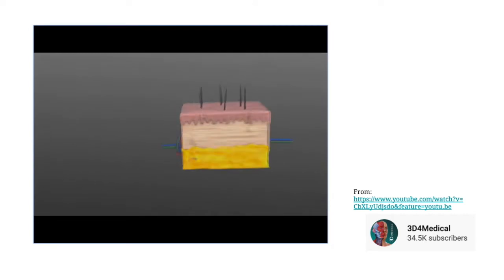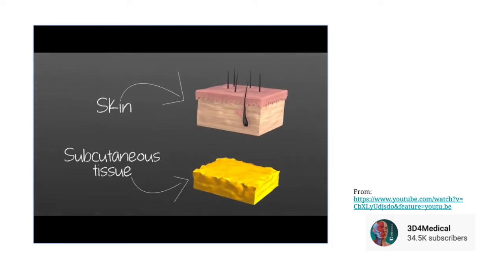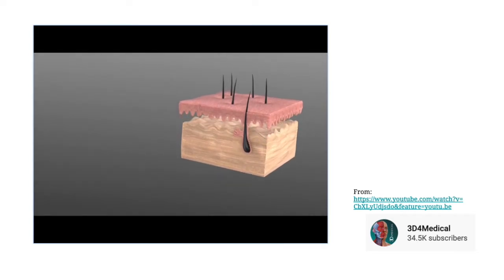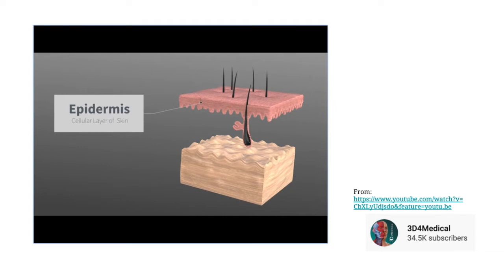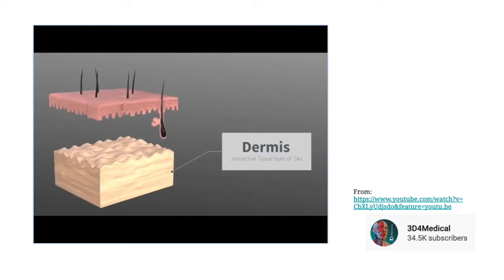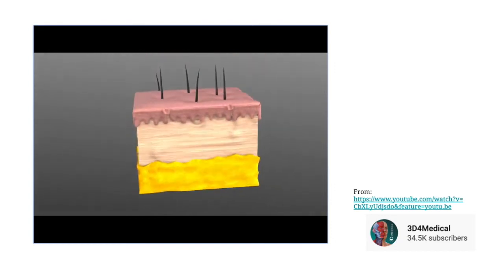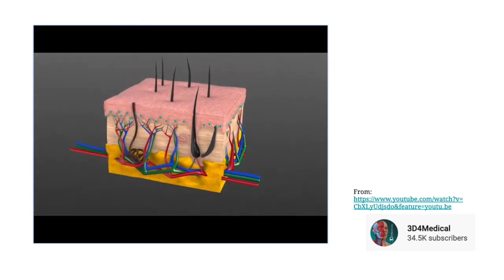The major components of the integumentary system are the skin and the subcutaneous tissue. The skin consists of two layers: the epidermis, which is the superficial cellular layer of the skin, and the dermis, which is the deep connective tissue layer of the skin. The subcutaneous tissue, also known as the superficial fascia or hypodermis, is the connective tissue layer located immediately deep to the dermis, consisting of adipose tissue or fat.